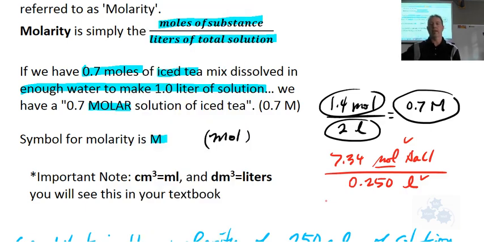Okay, so 29.36 molar NaCl. Okay, that's molarity. Now, a couple notes here. In your textbook and in other places, you may see this.